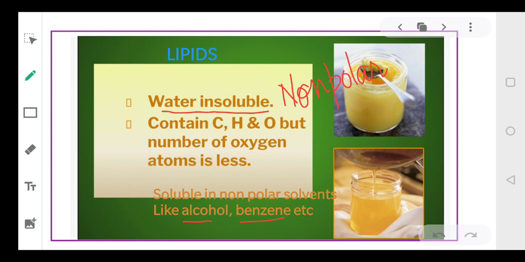Now lipids, dear students, contain three elements: carbon, hydrogen and oxygen. But the amount of oxygen present in them is very, very less. If you observe yourself in the kitchen, you will find the ghee and the oils that we are using, and all of that is included in lipids.